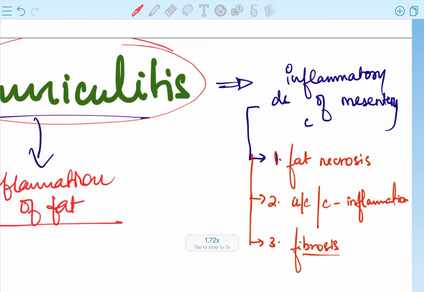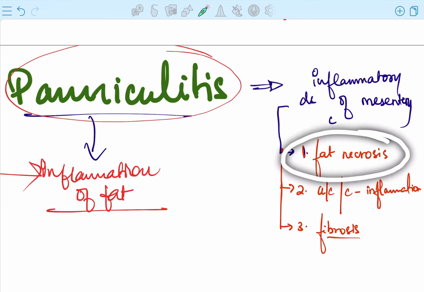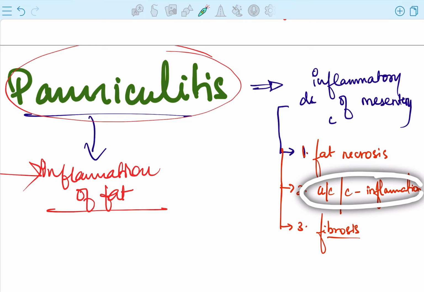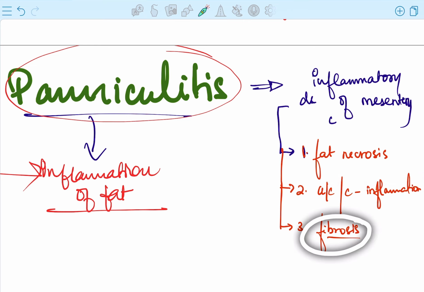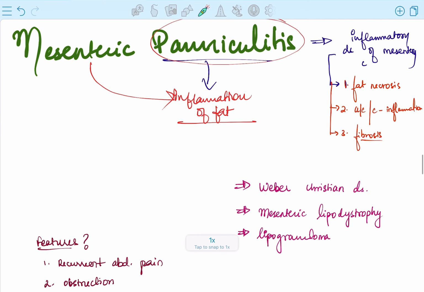So it is defined as an inflammatory disease of the mesentery. As you can see, inflammatory disease of the mesentery with fat necrosis, acute or chronic inflammation, and fibrosis. Definitely when there is a necrosis, there will be some sort of inflammation, and then long duration of inflammation can lead to fibrosis. Okay, this is what exactly is mesenteric panniculitis.